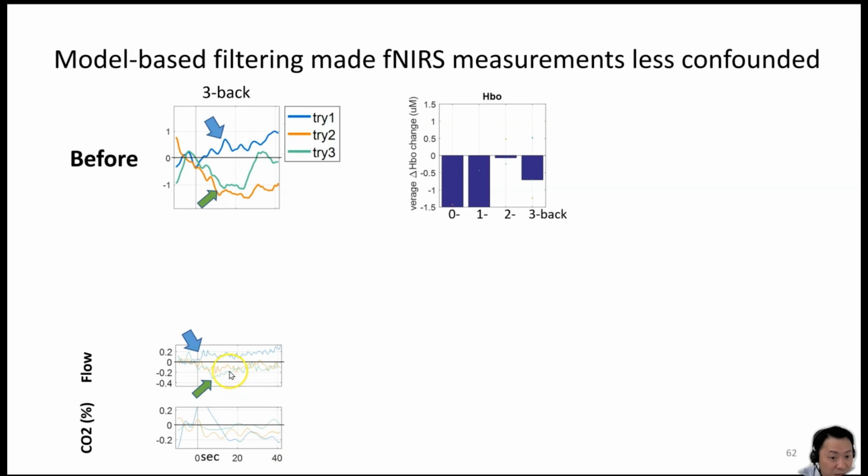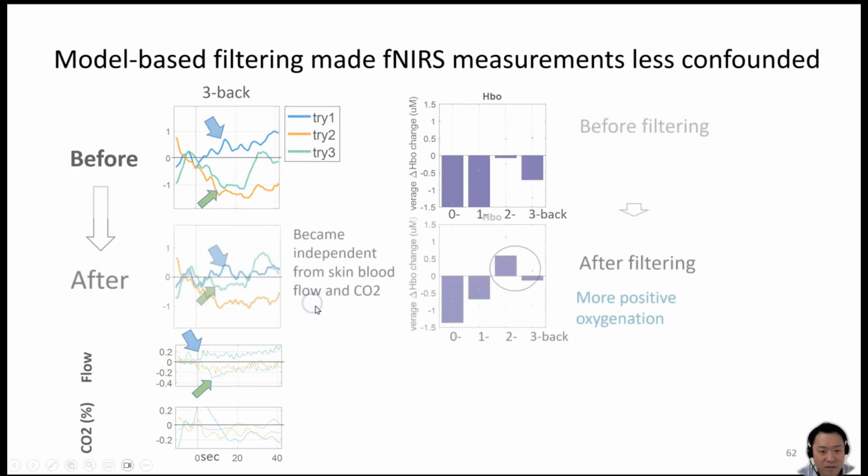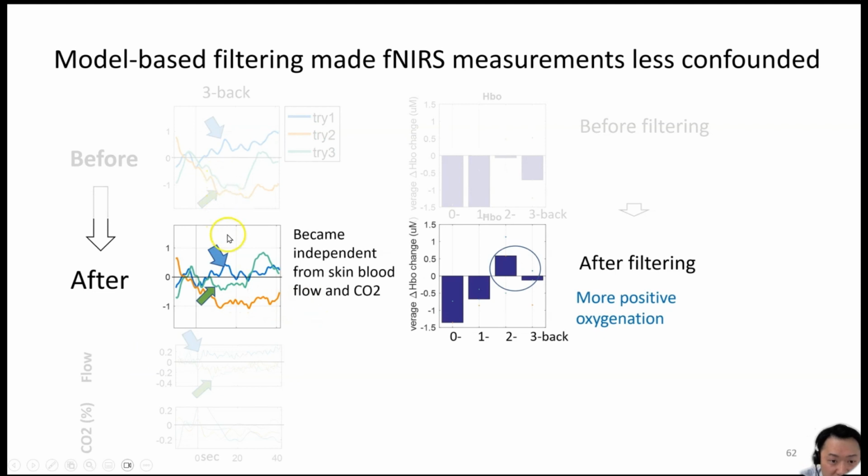And we think that this is probably due to the vasoconstriction you see in the finger blood flow. And now after the modeling, you can see that these dips are much removed. And now we can say the F near signal, or the brain component that we actually want to quantify, is now more independent from the blood flow of the skin and the breathing.